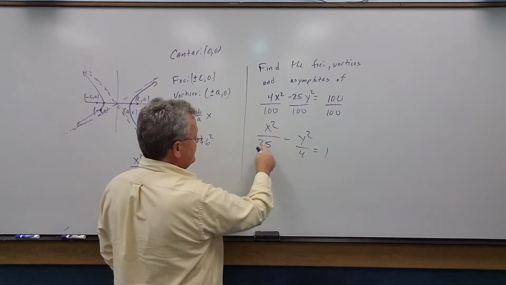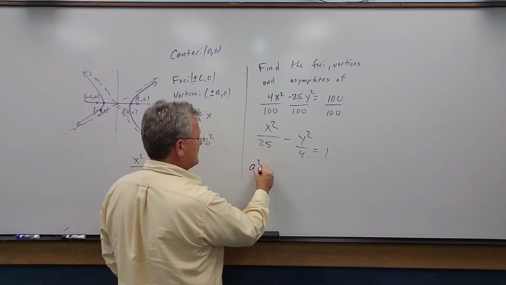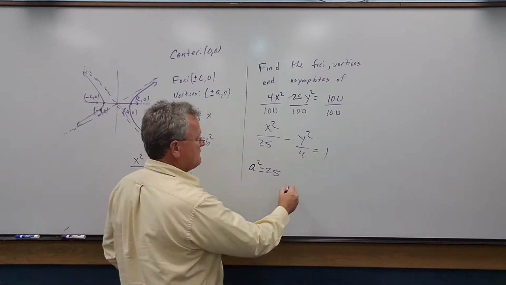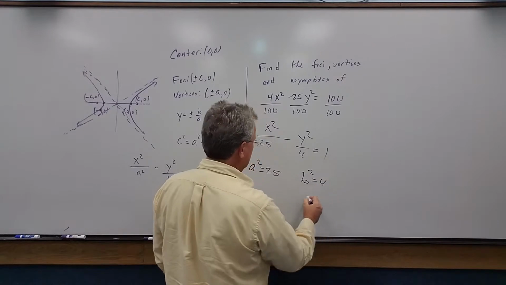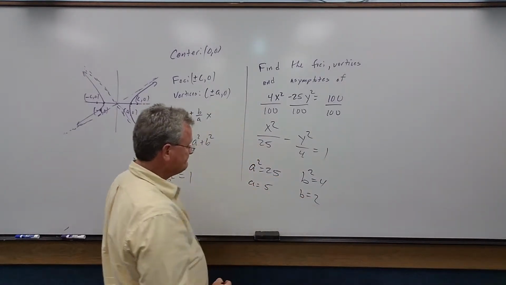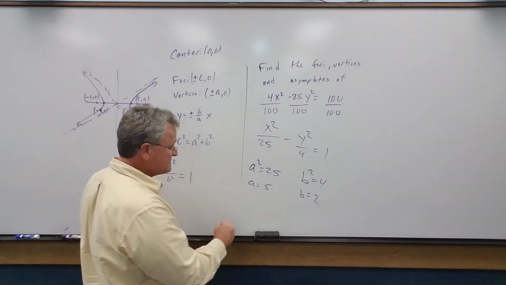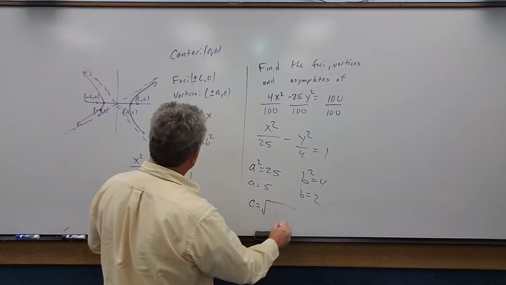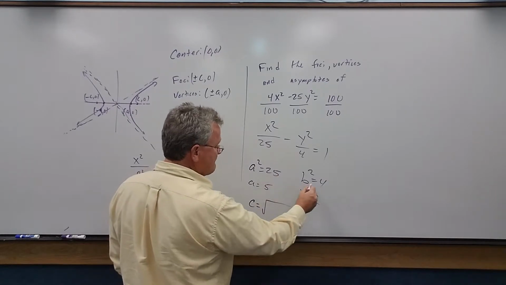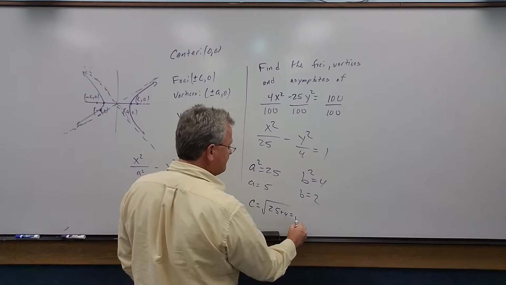So now, here we see the number under x squared, that's a squared. So a squared is 25. b squared is 4. So a is 5 and b is 2. c is the square root of a squared plus b squared. I just take the square root of both sides. So c is the square root of 25 plus 4, or the square root of 29.